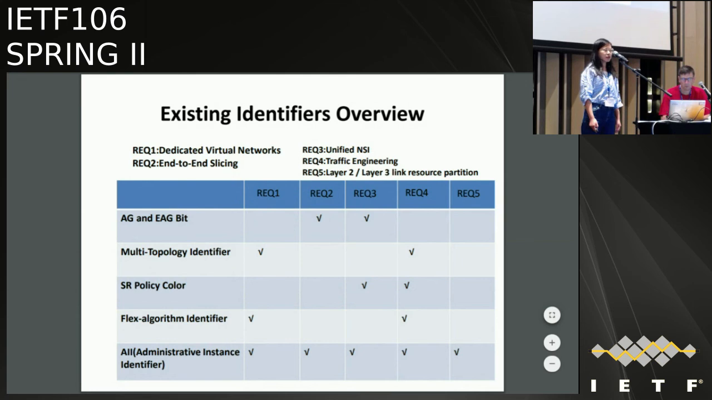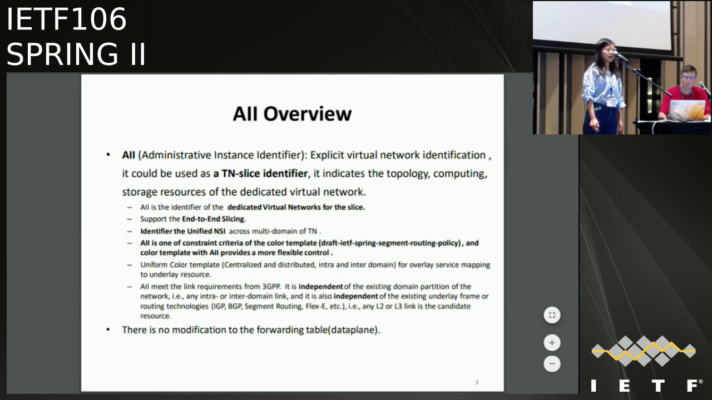So I will introduce a new slice-based identifier called administrative instance identifier, or AII for short. AII is the implicit virtual network identification. It could be used as a transport network slice identifier. It indicates the topology, computing, and storage resources of the dedicated virtual network. AII is the identifier of the dedicated virtual network for the slice. It could support the end-to-end slicing. It could also identify the unified NSI.